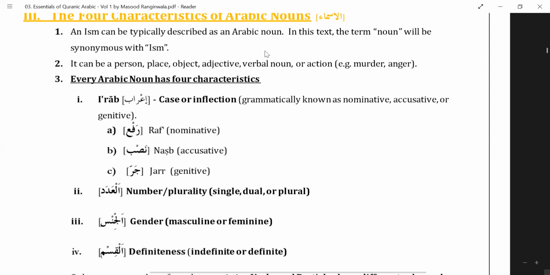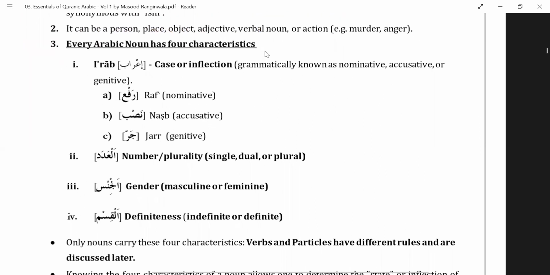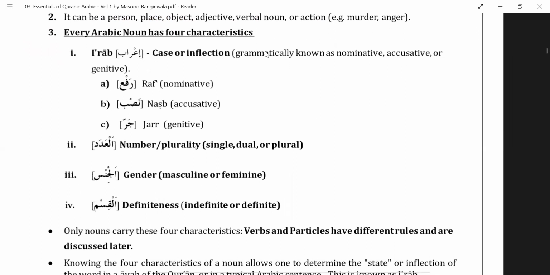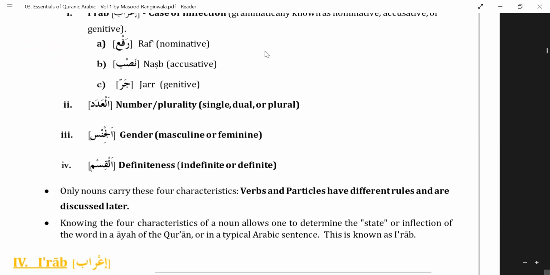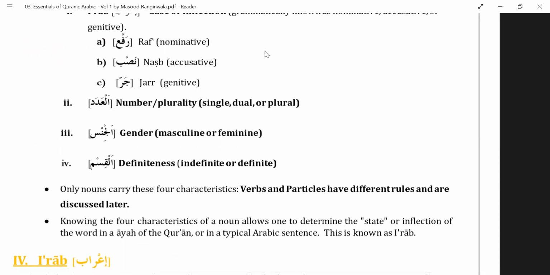We saw that it has 4 characteristics. Any word which is an ism, if you look at it, 4 things you will come to know from it. One is Iraab, which is the role that it plays in a sentence, Rafa, Nasb, or Jar. Then one is Adad, that's number. It can be single, dual, or plural. Jins is gender. It can be either masculine or feminine. And al-qism or al-wusat, which is definiteness, whether it's indefinite or it's definite.